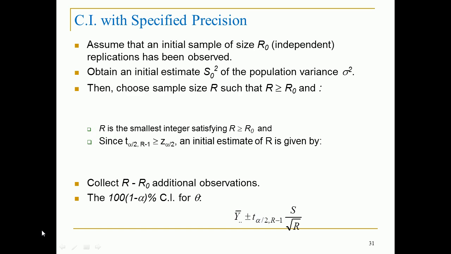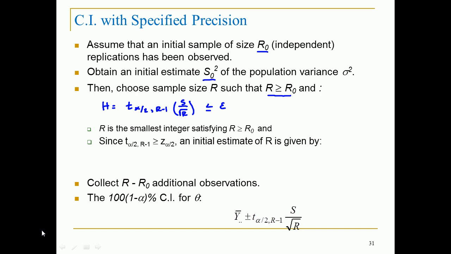So assume that the initial sample size R0, that's the number of replications that you're going to use, has been observed. Then you obtain an initial estimate for your variance of the population. Then you choose a sample size R such that this condition and this other condition based on the half width, t r minus 1 times this, is less than that error that you specify.